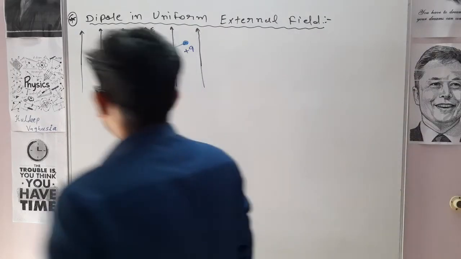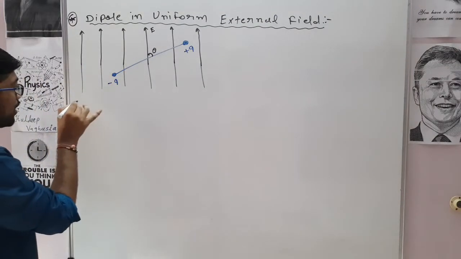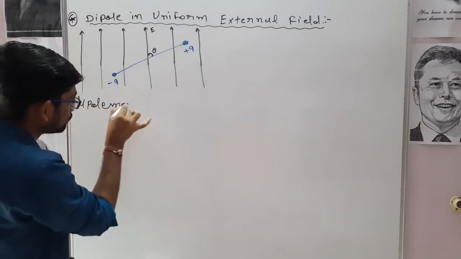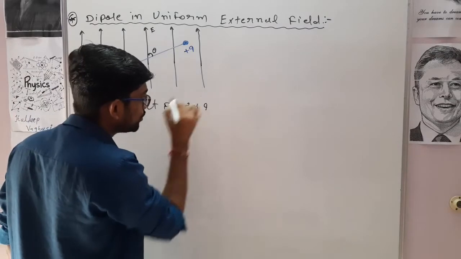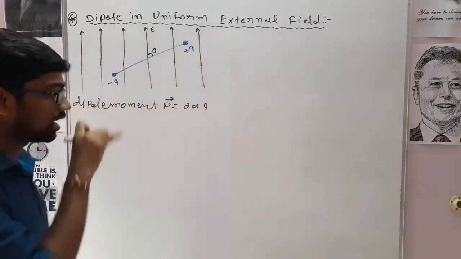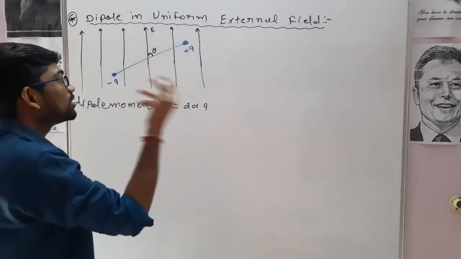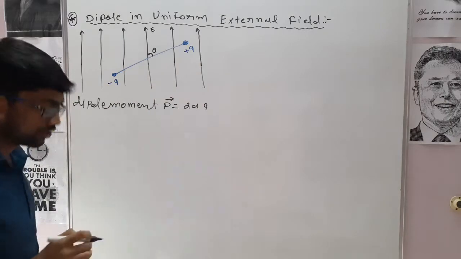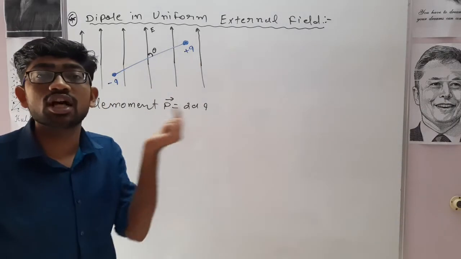See, dipole moment, what is it? It's a vector quantity. Dipole moment P is equal to 2a into q. It's the dipole moment. Okay, so what is the direction of the dipole moment? The dipole moment direction is nothing but connecting the negative charge to the positive charge.